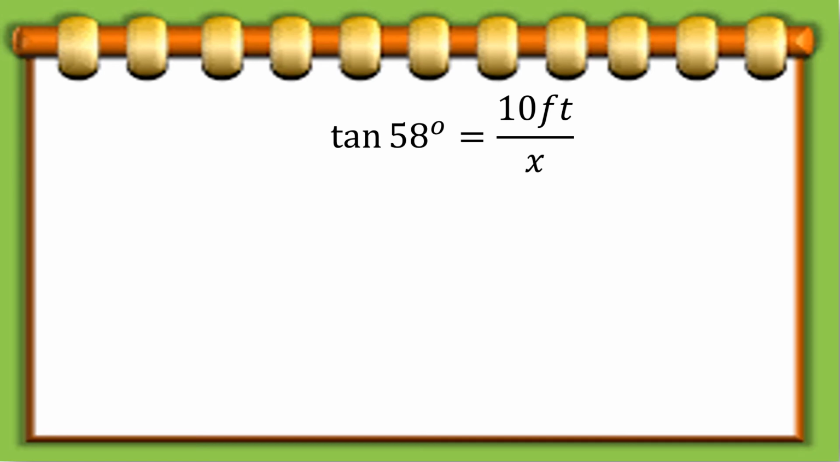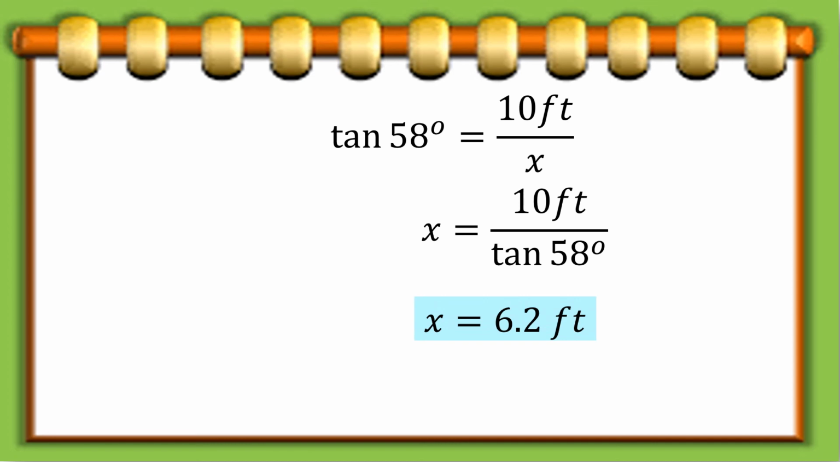So tangent 58 degrees is equal to 10 feet over x. So we get x is equal to 10 feet over tangent 58 degrees. So the answer is 6.2 feet. And that is the solution for the example number 3.